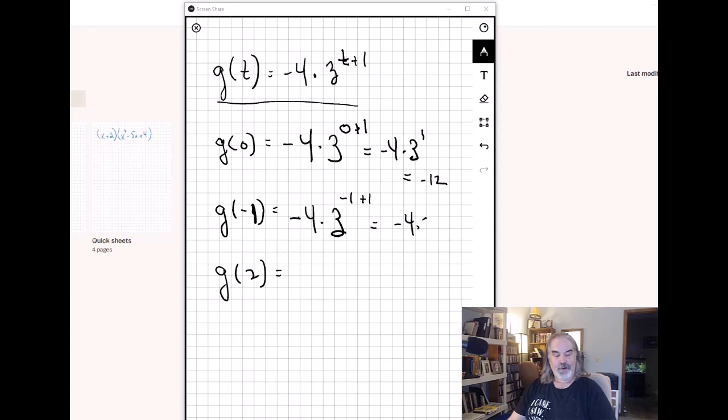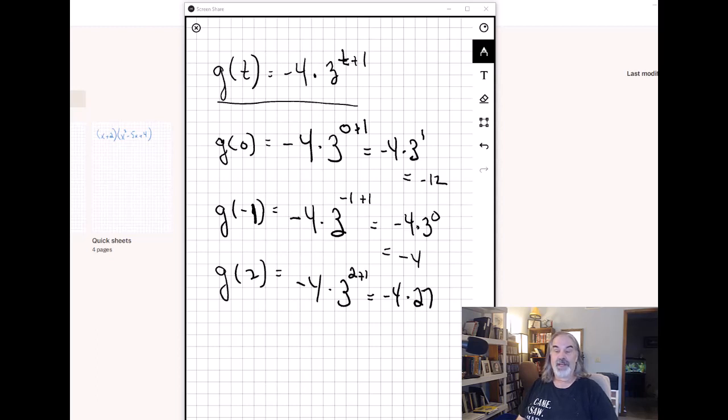That's negative 4 times 3 to the 0. And remember, anything to the 0 power is 1. So this is negative 4 times 1, and that's just negative 4. And then finally, g of 2 is negative 4 times 3 to the 2 plus 1, which is negative 4 times 3 cubed, which is 27.